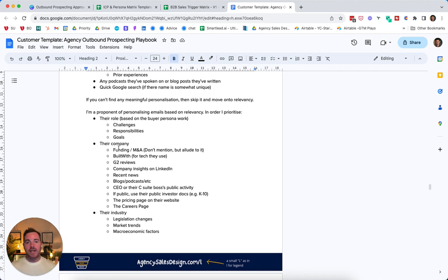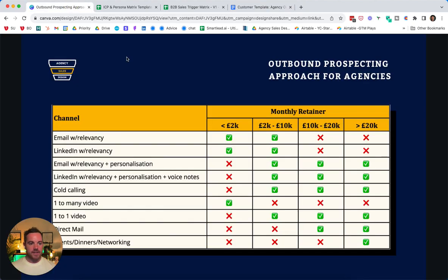So key lesson here, personalization is about making this email relevant and personalized to the individual prospect you're sending it out to, not just inserting first name, company name, or job title. Back to the table.